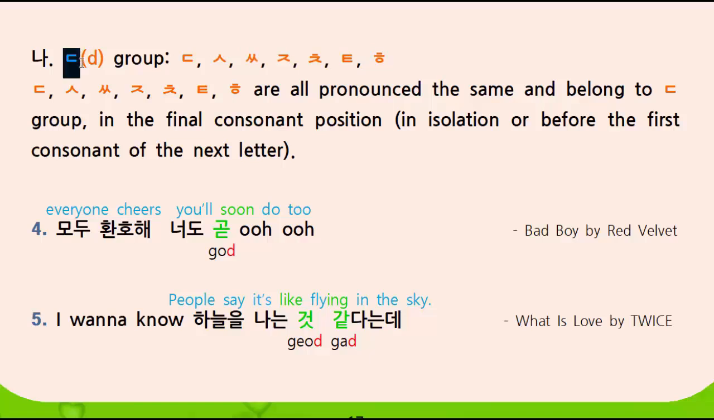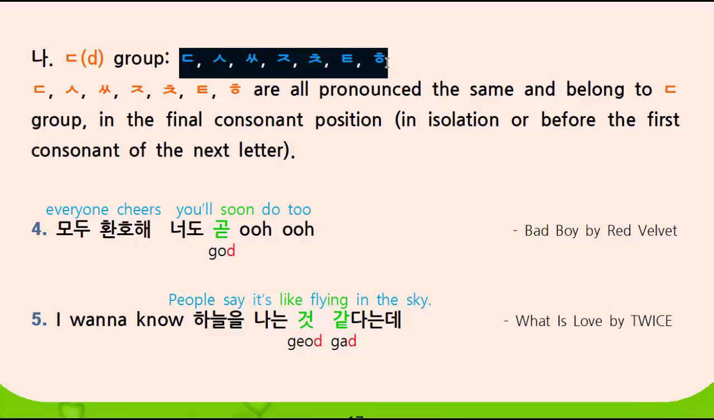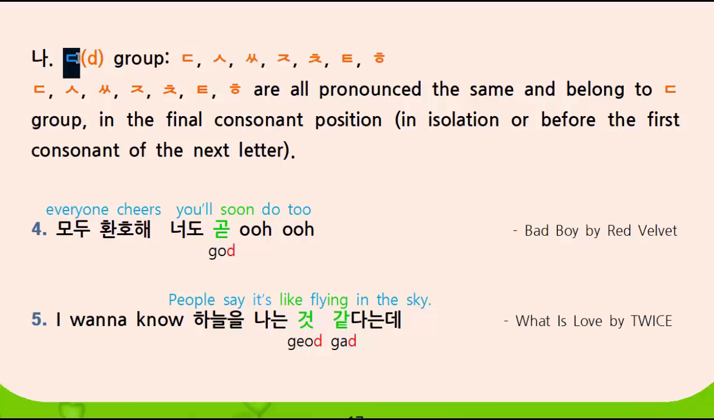So in tigut group, we can say that there are three branches. Tigut branch, tigut and tiut. Siot branch, siot, sangsiot, jiut, chiut. And hiut branch. Try to think of a good way to memorize this. These are the first consonants of a word, 동생. And this is 형, elder brother. 동생 means younger brother or younger sister. Or else you can think of your own way. So all these final consonants belong to tigut group. Let's read the text.